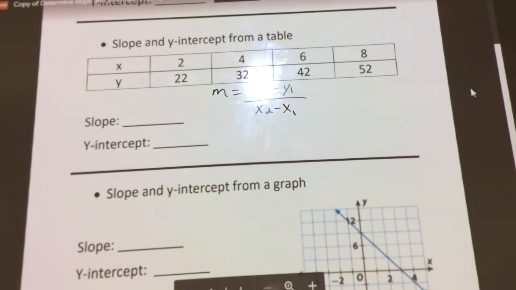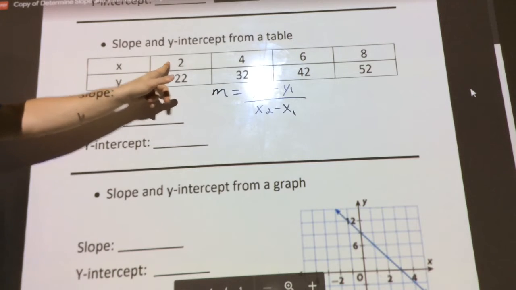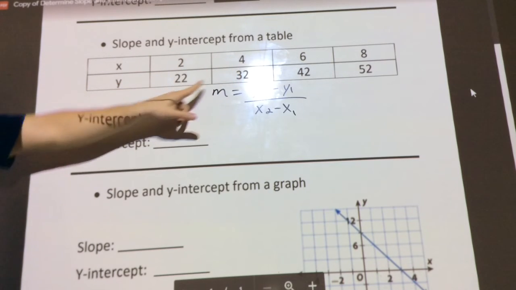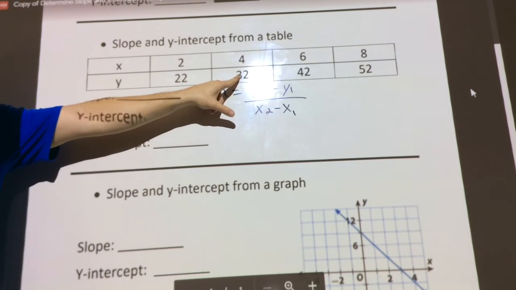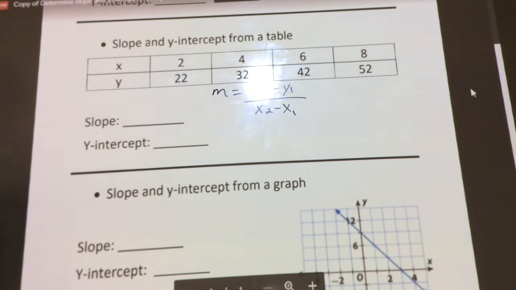Now, ladies and gentlemen, I've told you this a handful of times. It doesn't matter which ones you plug in where, but for simplicity's sake, I just make this x1, this x2, this y1, and this y2. Do we understand? Okay, you, as a class, find me the slope of this table.